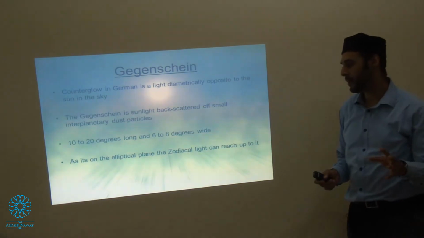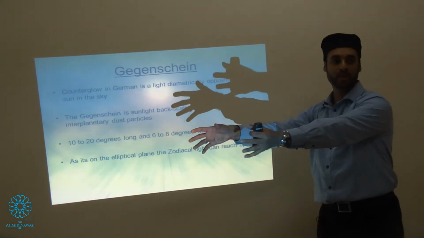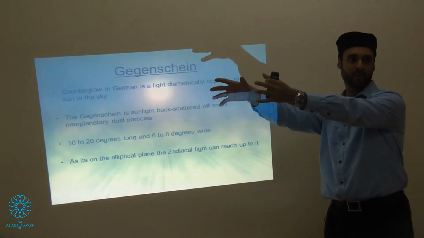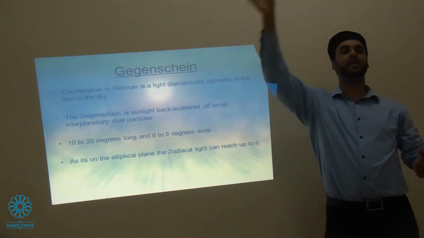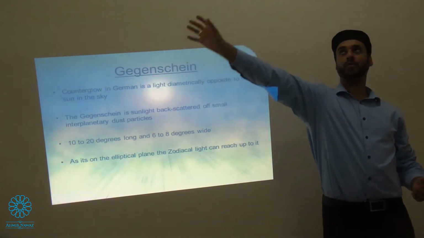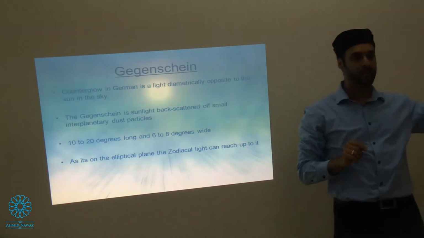So this is another phenomenon. It's on the ecliptic. Basically, if you had a truly dark sky and the ecliptic was quite high above, you could follow the band of the zodiacal light, the false dawn, and it would join the Gegenschein, because essentially the source for both of these lights is the same.